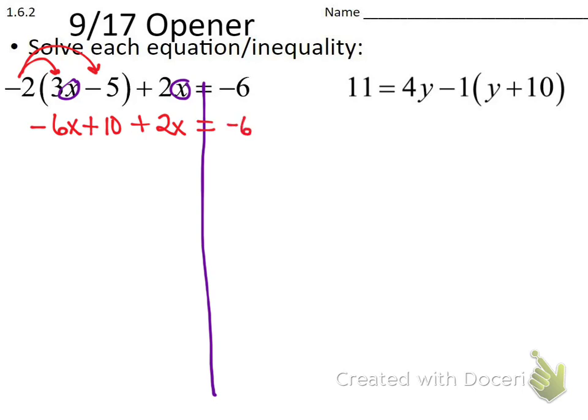After I distribute, try to see if you can combine my terms. And can I? Yeah. What do I have here? -6x, 2x. What kind of 2x is that? A positive. Yep. So -6x plus 2x is -4x. And then I bring down my plus 10 because I have no other constant or like term to combine it with, and -6. Okay, so I've distributed, I've combined like terms. Now I'm stuck with a two-step equation. So my next step would be to subtract 10 or undo any addition or subtraction.